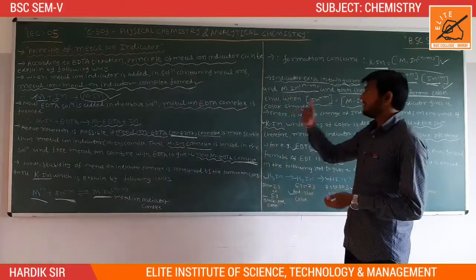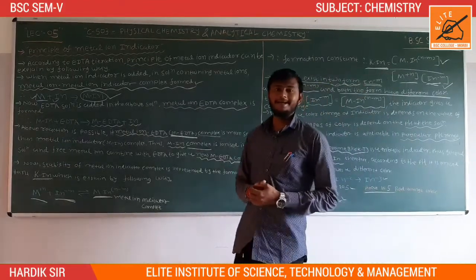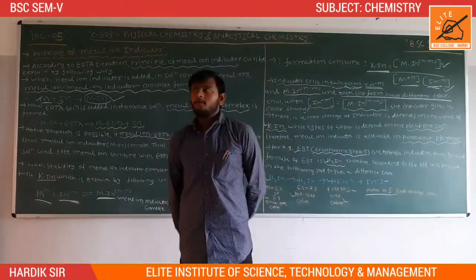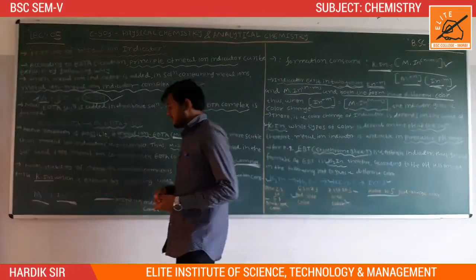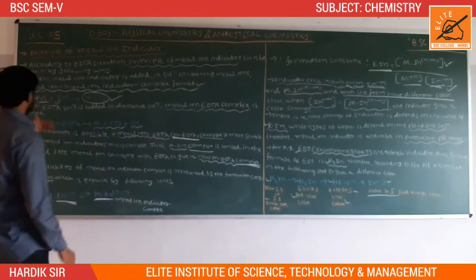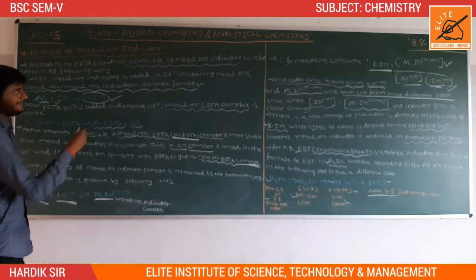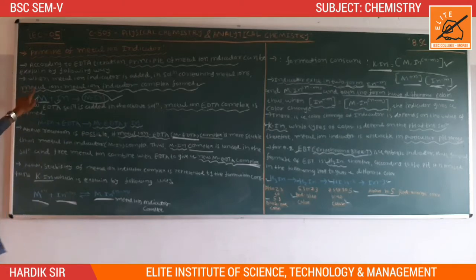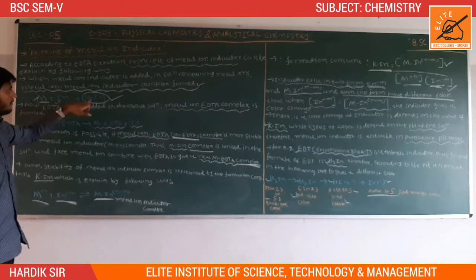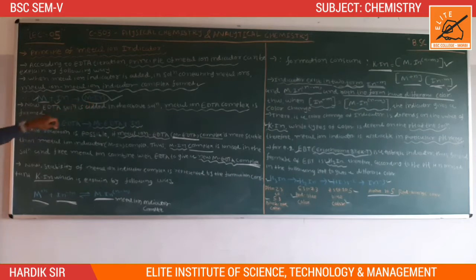So this is the principle of a metal ion indicator. Now we have learned about the principle of a metal ion indicator. According to EDTA titration, the principle is that when the metal ion indicator is added to a solution containing metal ions, it forms the metal ion indicator complex. This is the general reaction: metal ion plus indicator reacts and forms the metal ion indicator complex.